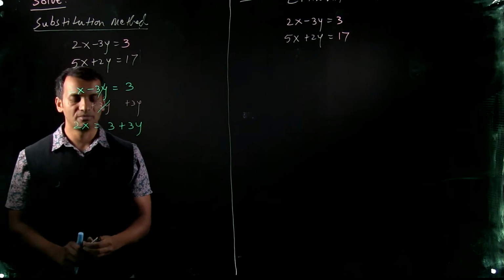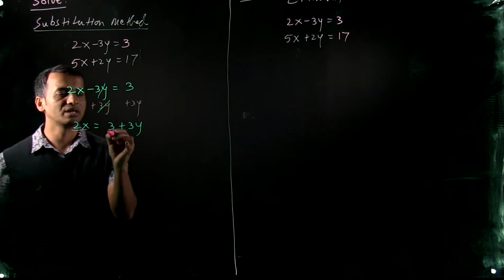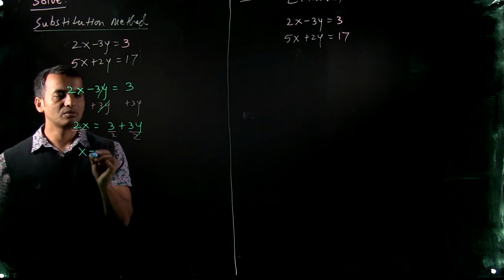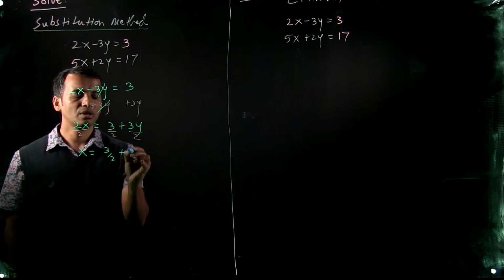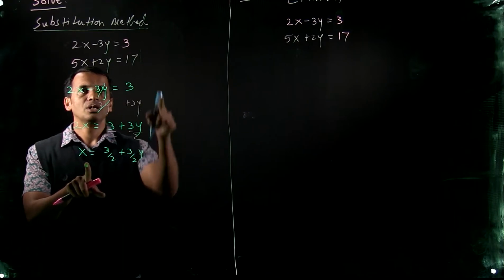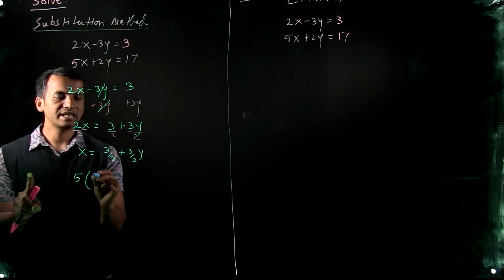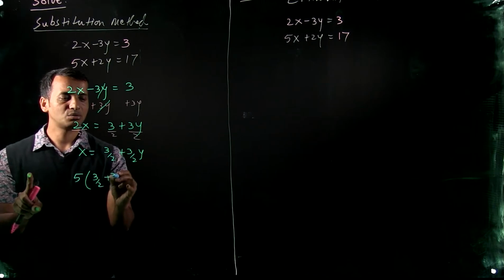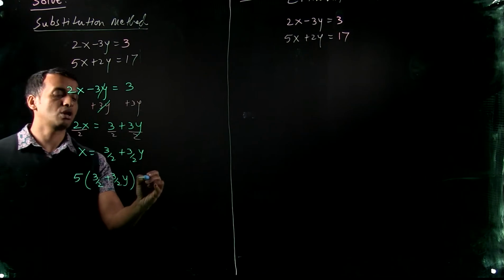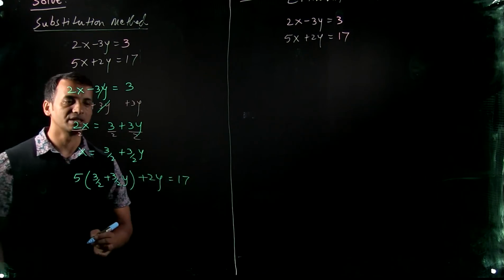And then what do you get? You divide both sides by 2, right? So basically you get x equals 3/2 plus 3/2 y. So you plug this x value into the second equation. Let's do that. So 5 times x, which is 3/2 plus 3/2 y, right? And then plus 2y, correct, equals 17.